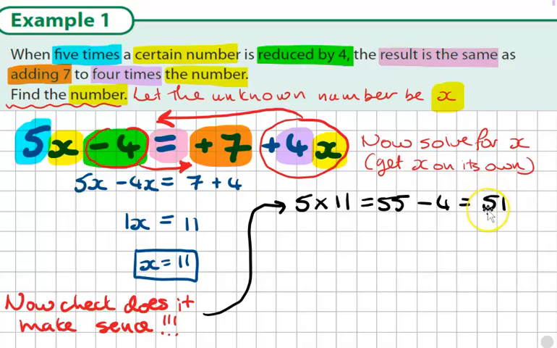Now we check the second part of the sentence and see if we get the same number. The second part said, adding 7 to 4 times the number. Again, we think the number is 11. So 4 times 11 is 44, and now we add 7, and we do get 51. So the result is the same. That means x is indeed equal to 11. The number is 11.